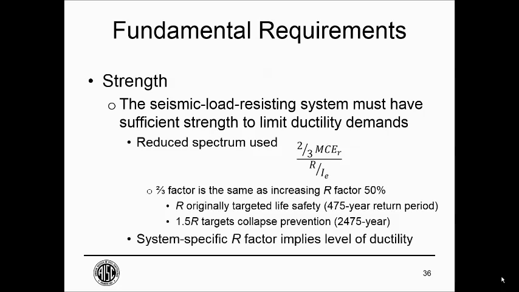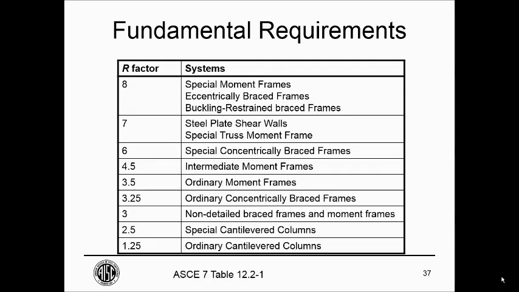And the R factors are system specific and represent ductility and in part overstrength. So here are the R factors for different steel systems. The most ductile ones get an R of 8. Special concentrically braced frames, well, some of that R of 6 is due to a pretty high overstrength. And then the cantilevered column systems, they tend to have very low overstrength, and that's why their R factors are so low. They also have not the greatest ductility, but they also have pretty low overstrength, so we don't give them a high R factor.